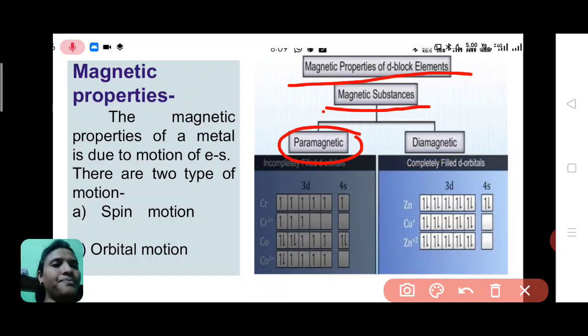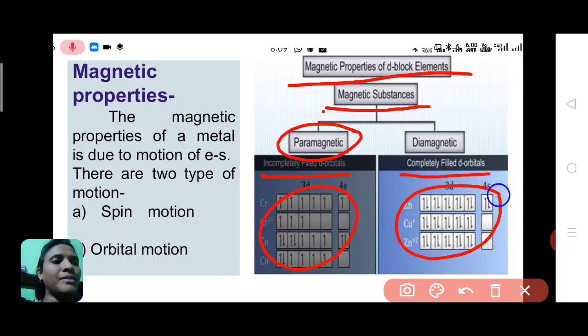If the d orbitals are incompletely filled, that is, if they have unpaired electrons, then they are called paramagnetic. Now if the transition elements have completely filled d orbitals, which means all paired electrons, then these substances are called diamagnetic.